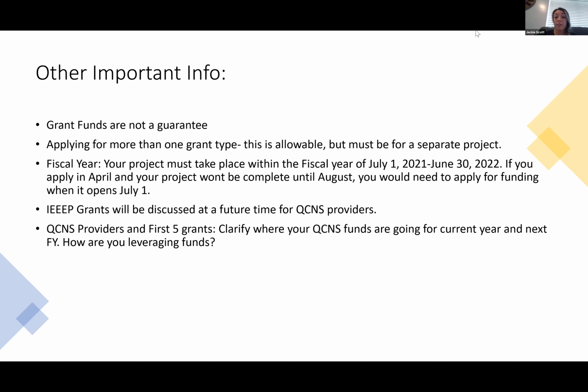If you are not a QCNS provider, we will likely refer you to QCNS, because that's where we really want people to be leveraging those funds that are specific for our 0 to 5, the early care and learning providers. So it's just an important note that I wanted to make about QCNS.